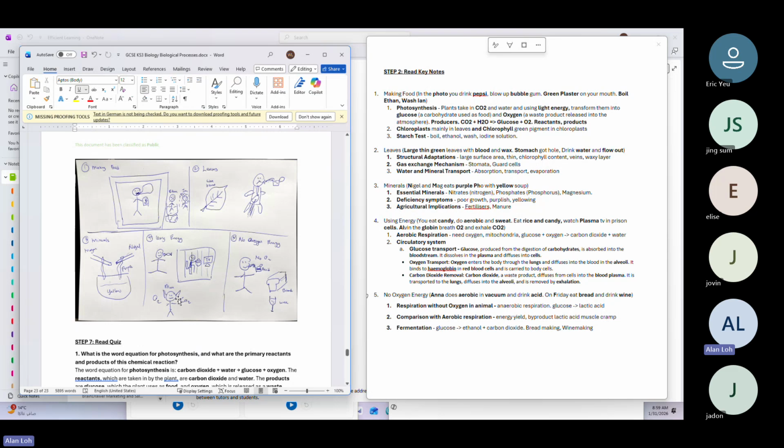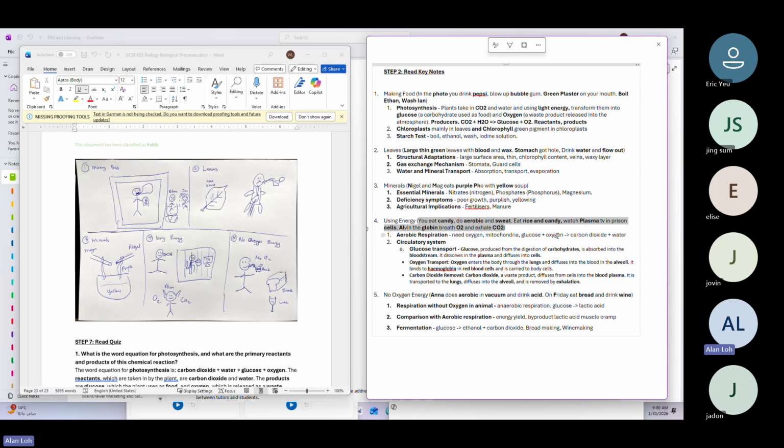Using energy. So this is the respiration, the aerobic respiration, and also the circulatory system, which is how the glucose is being transported, how the oxygen is being transported, how the carbon dioxide is being transported, right? So this story is helping you to remember this easier. So you eat candy, you do aerobic, and you sweat. So that means you have glucose as a candy, and this is the aerobic respiration, and you sweat.